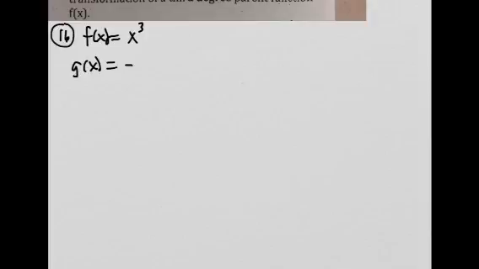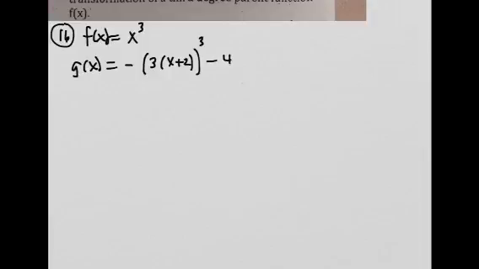Horizontal compression, that's your b. And remember, it's the reciprocal of 1/3, so we're going to put 3. And then it went left 2 units, so we're going to put x plus 2, because remember that's h, which is also counterintuitive. And then that's cubed, and then it went down 4 units, minus 4.